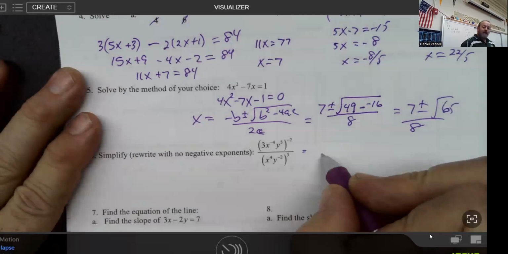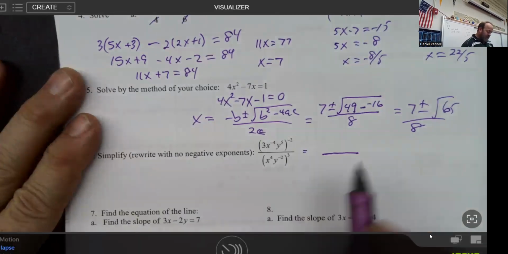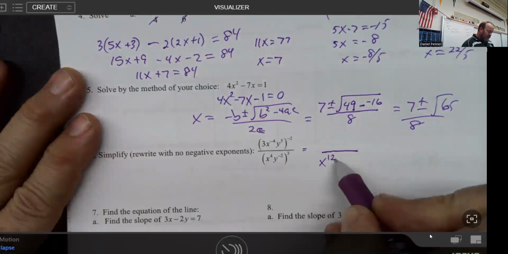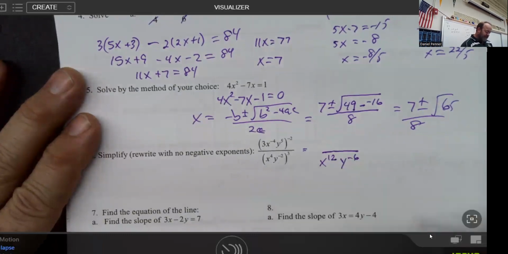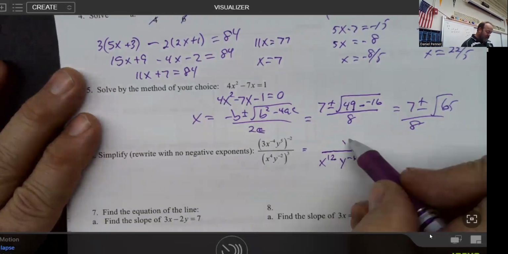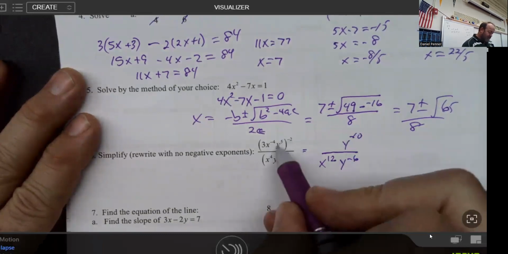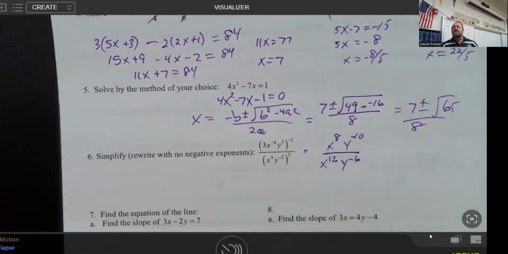One of the rules of exponents is that powers of powers multiply. So we have x to the 4th cubed, which would be x to the 12th. Y to the minus 2 would be y to the minus 6 because they multiply. This y on top would be y to the negative 10, and this one would be x to the positive 8. Now, I went through and I actually did the easiest problems first.